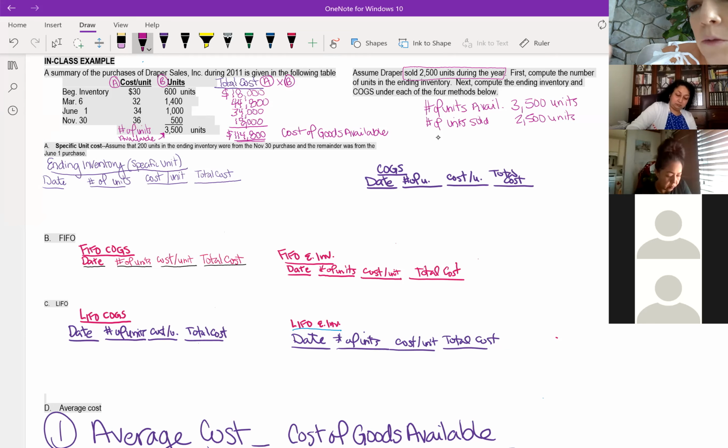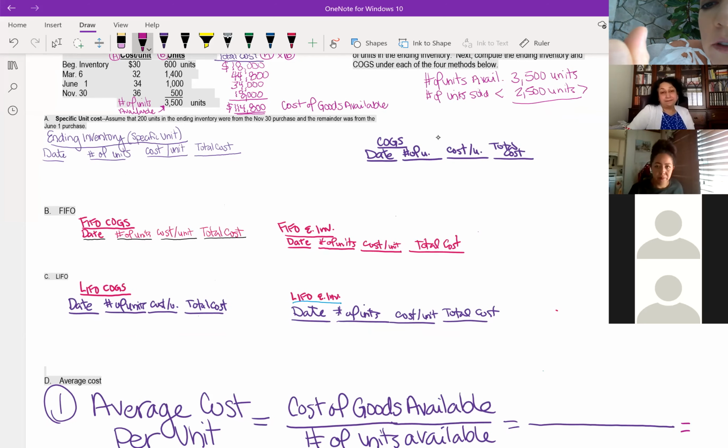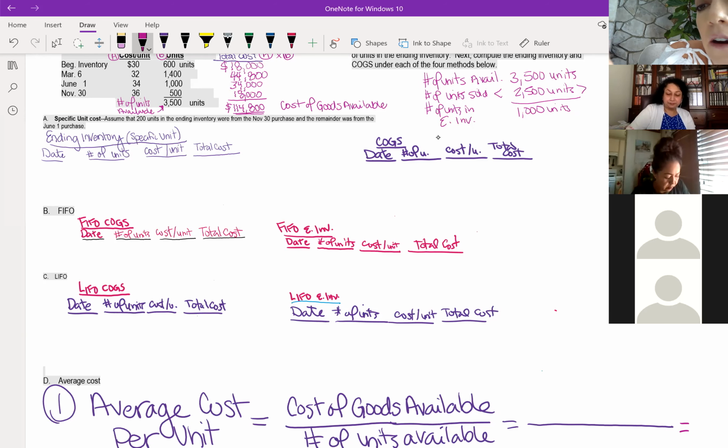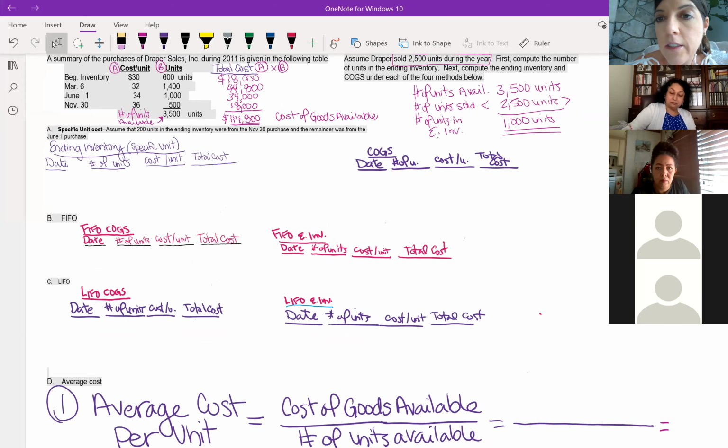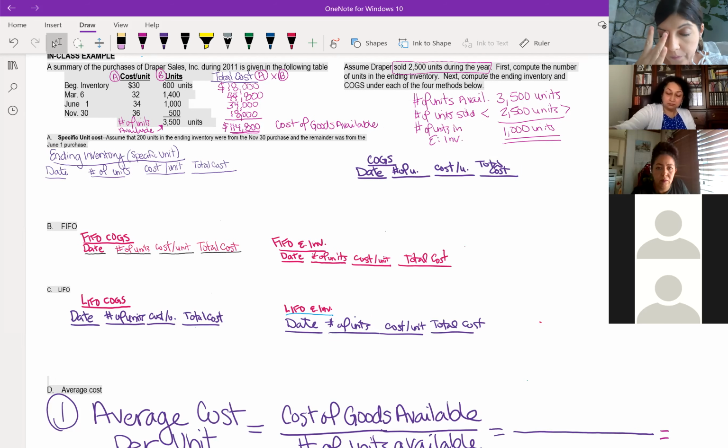Am I adding, subtracting, dividing, multiplying? What am I doing with this information? Subtracting. We're going to subtract out those that were sold to back into the number of units left in ending inventory. Yes. So 1,000 units are on hand at year end that we have left to sell next year. That's correct.